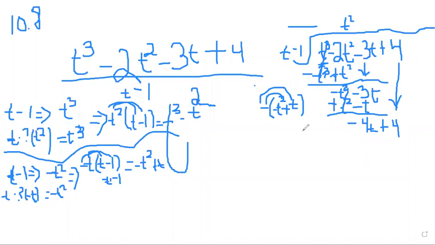All right, so once we realize, what do we use to basically eliminate that t squared? We use negative t. So there I will put negative t as part of my quotient as we continue to solve this polynomial. All right, so my next step, once again, we're doing the same process. So we were using t minus 1.